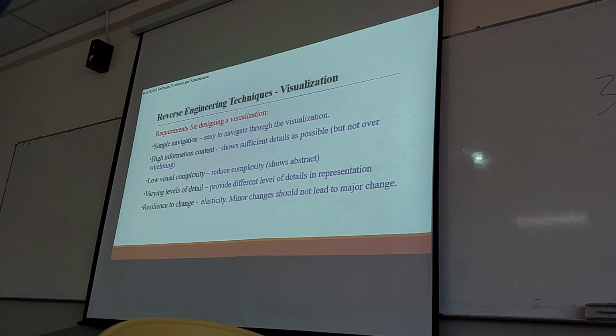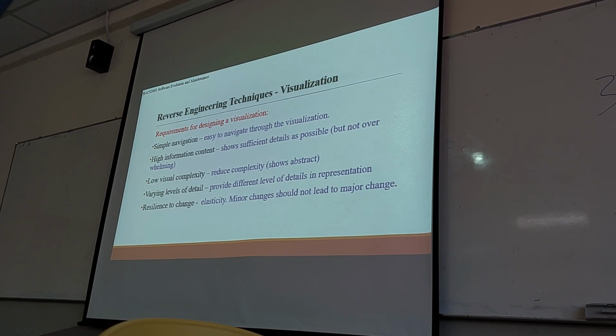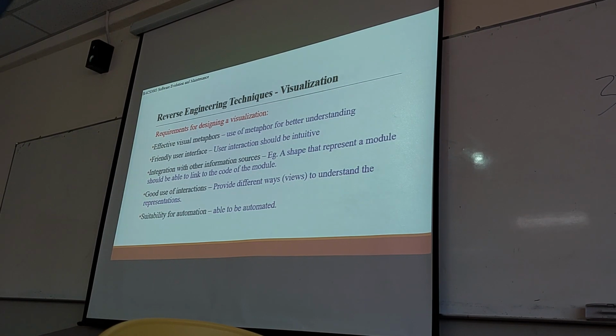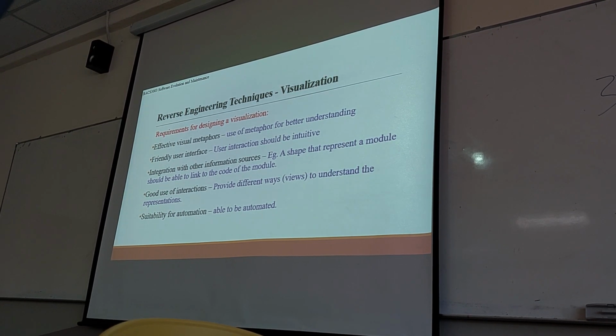Resilient to change: allow changes, but these changes will not affect others. So this is resilient to change. Effective visual metaphor: use metaphor for better understanding. User-friendly interface, integration with other information sources. Let's say for example, a shape that represents a module. When you click on that, you link to the code. Understand? Good use of interaction: provide different views as you studied in your SDA. So the 4+1 view is one of the examples. Suitability for automation, this is the same as the previous one.